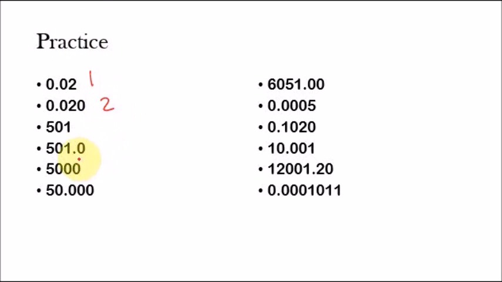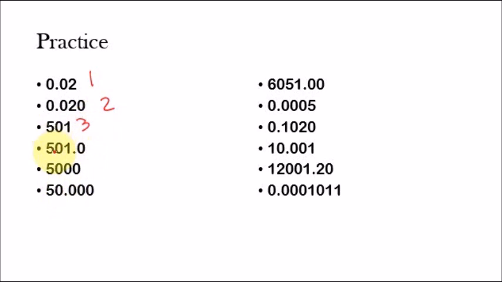Okay, here. The 5 and the 1 are significant because they're non-zero digits. The 0 is in between 2 significant digits, so it's a hugged 0, and so that's the reason why the 0 is also significant. So that means this number has 3 significant digits.